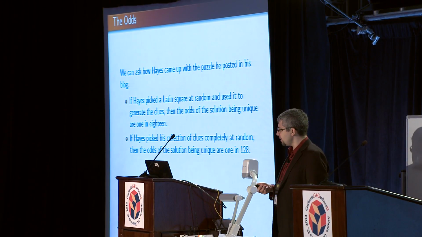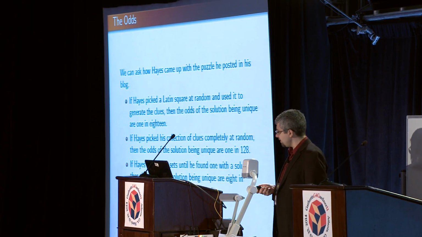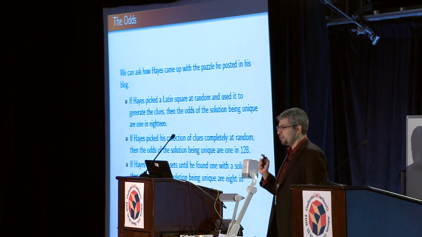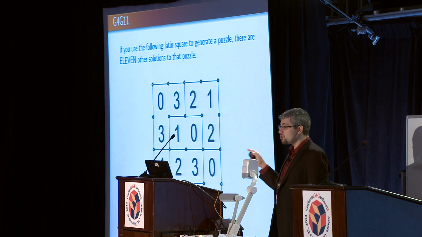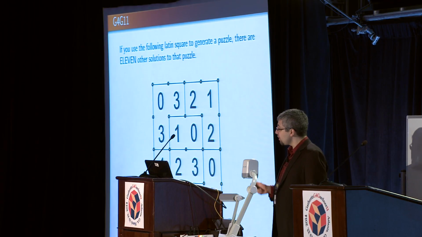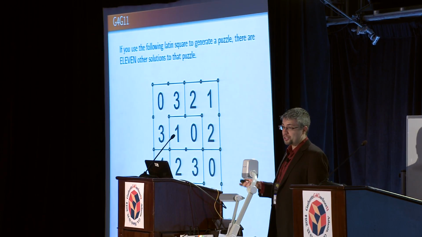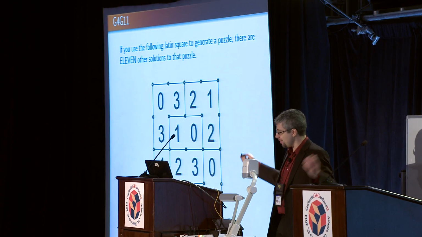And I was trying to get the number 11 out of here. I ran some Python code. You could say, well, if he just picks a Latin square at random, the odds of the solution being unique would be 1 in 18. And if he picks clue sets until he finds one with a solution, then I get a 33 in there, but I couldn't squeeze an 11 out of that. But what I can say is, if you start with this Latin square and you use this to generate a puzzle, there will be exactly 11 other solutions to that puzzle. So there you go. Thank you very much.